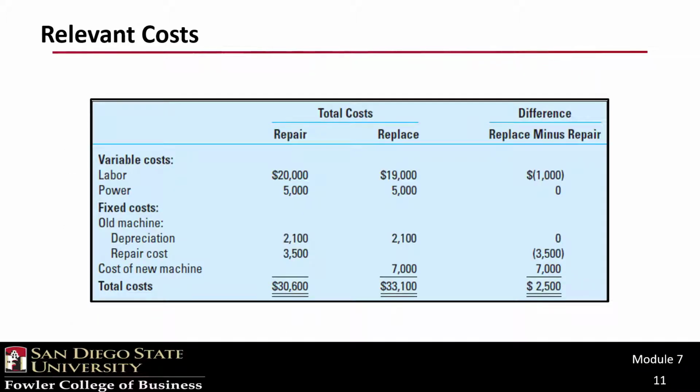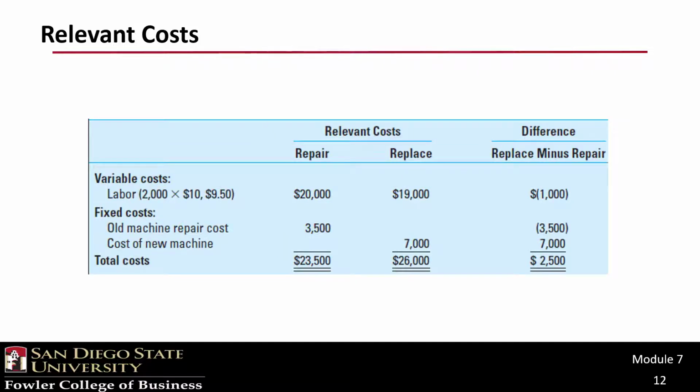Okay, so here is a total cost analysis of our two perspectives, repair versus replace. And you can see we've got the labor costs between repair and replace. And remember, we were going to save 50 cents an hour. Power was the same, so that would be irrelevant. Depreciation on the old machine is the same, that would be irrelevant. The repair cost clearly is different. The cost of the new machine, obviously, those differ between the two alternatives. So replace minus repair, we have a $2,500 difference. It looks like repairing is the better way to go here.